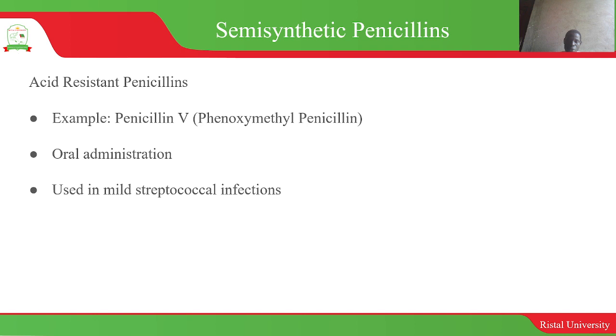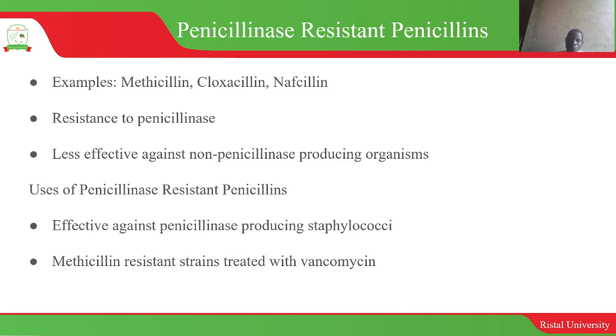Semi-synthetic penicillins: we have acid-resistant penicillins. Example is penicillin V, the phenoxymethyl penicillin. This is the only oral form, and is used in mild streptococcal infections. Then we look at the penicillinase-resistant penicillins. We have methicillin, cloxacillin, and nafcillin. They are resistant to the penicillinase that is produced by those bacteria. They are less effective against non-penicillinase-producing organisms.